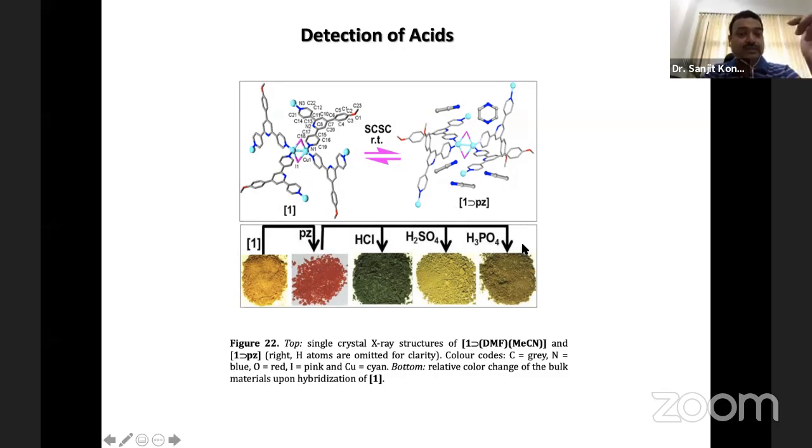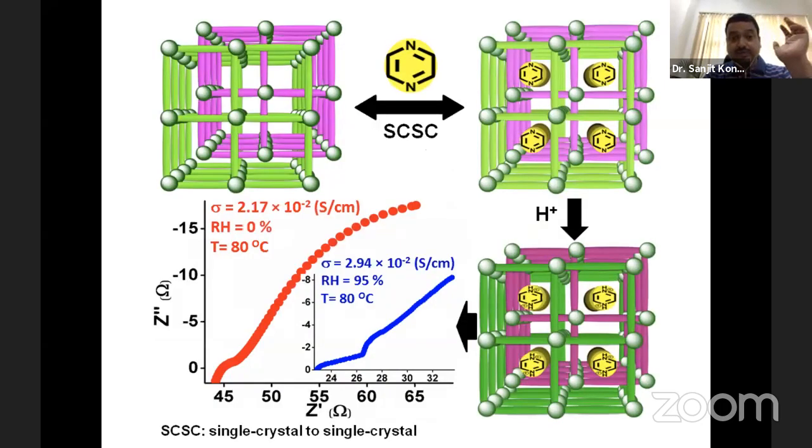This beautiful material can distinguish between different inorganic acids, just by naked eye detection. You don't need to do any experiment using some very expensive instrument here. Okay, you give exposure to different acid vapors, and it will take a particular color that tells you what the unknown acid we have given is. Very perfect, very good. Now this is the summary of the results of this part.